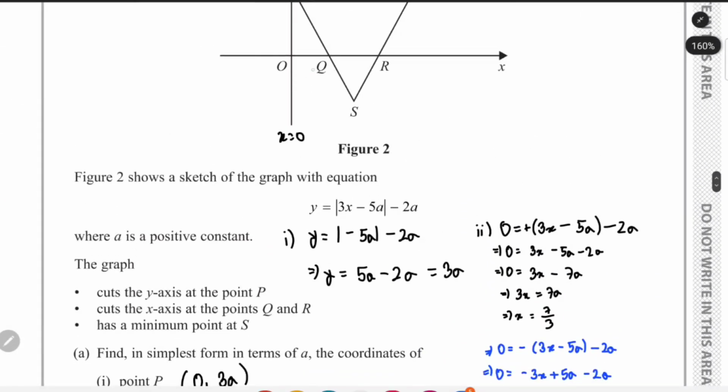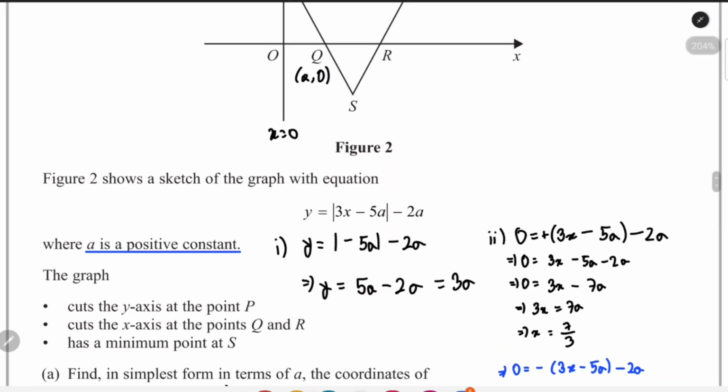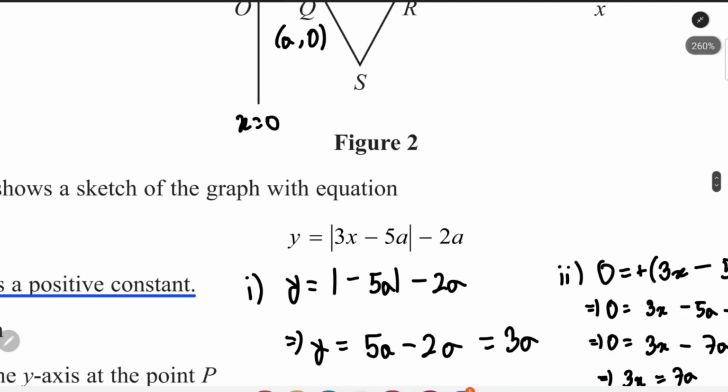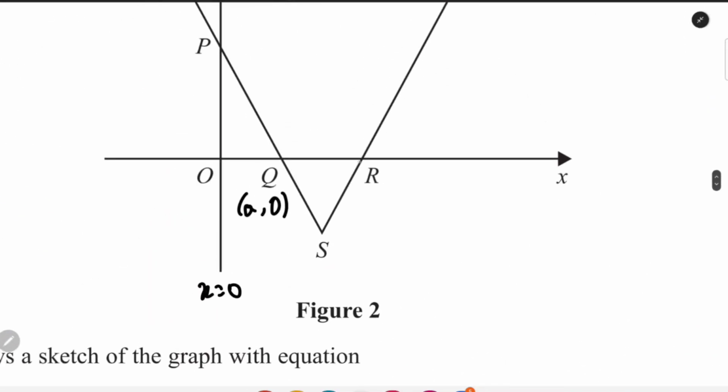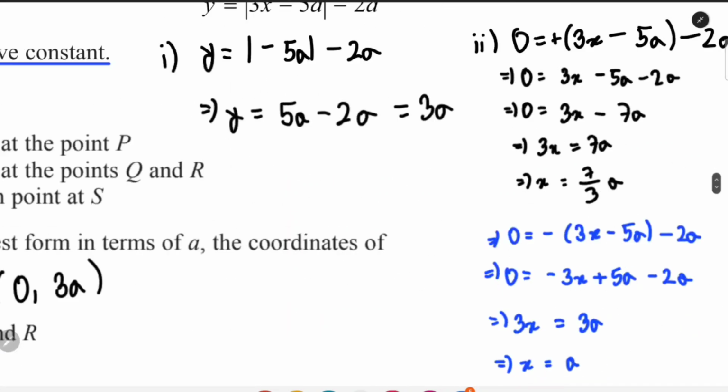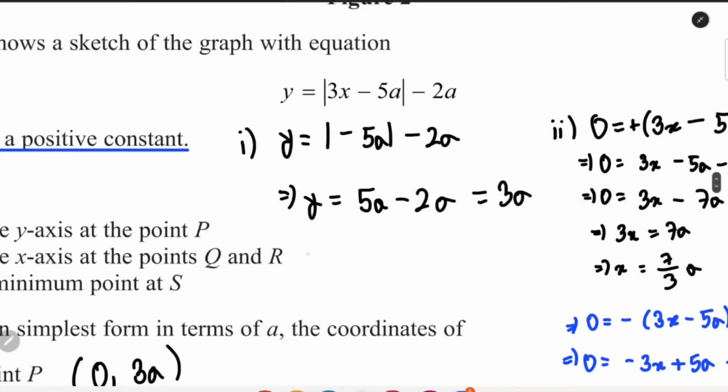Now if we look at this graph, Q is on the left, and we also know that a is a positive constant. So Q will be a comma 0. Since it's on the left, its value of x should be less than that for R, and R is at 7 by 3a comma 0. So Q is a comma 0, and R is 7 by 3a comma 0.